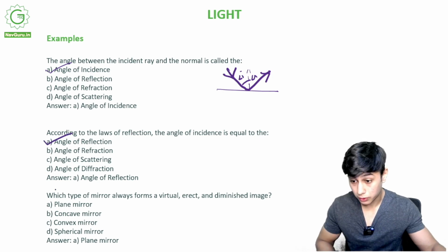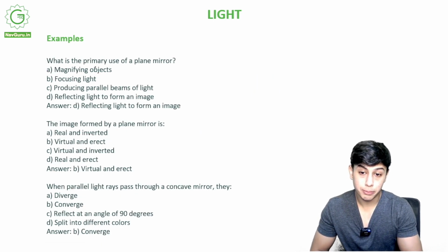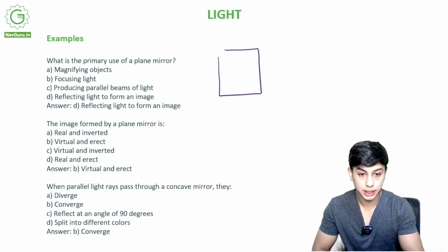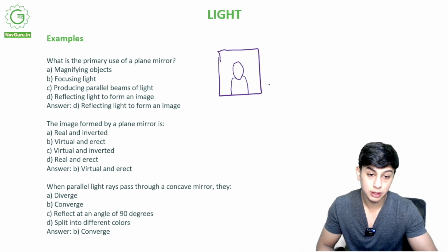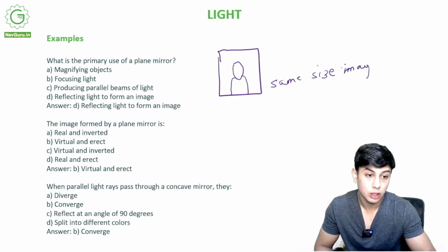Alright, now, what is the primary use of a plane mirror? If you remember a plane mirror, there was a girl standing in front of this plane mirror. So there is a person in this plane mirror. What were the properties of a plane mirror? It will show the same size as the person, a same sized image. It will be erect, that means straight.